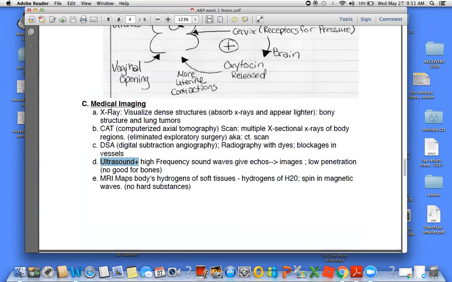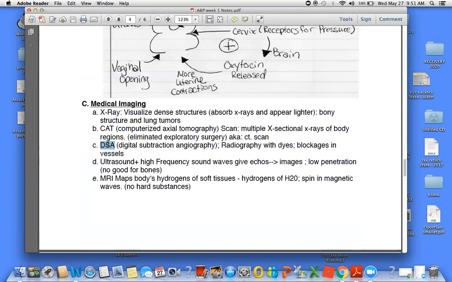DSA, let's go to this one. DSA is digital subtraction angiography. This uses radioactive dyes to detect blockages in particular areas. And it will tell, for example, a blockage in an artery. It shows the flow of blood, for example, from one part of the body to another. That's DSA.